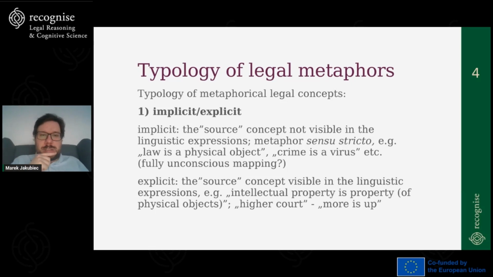So the first dichotomy is implicit and explicit metaphors. What does it mean? If we have implicit metaphor, or implicit metaphorical mapping, this process of transferring an inferential scheme from the concrete to the abstract domain, then the source concept, so this concrete concept, is not visible in the linguistic expressions concerning certain objects. So if we have this phrase "to break the law," we cannot see this metaphor that law is a physical object.